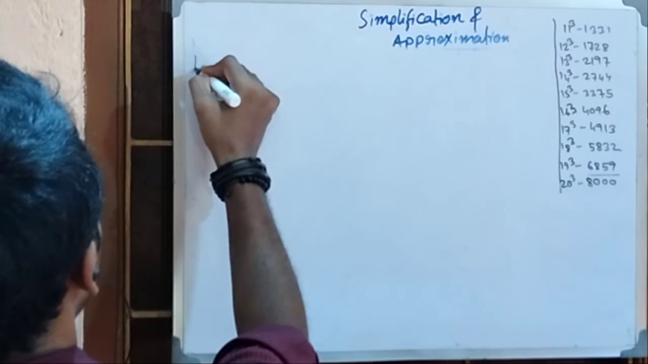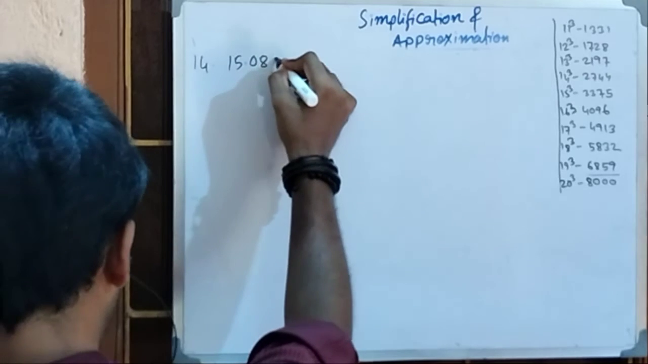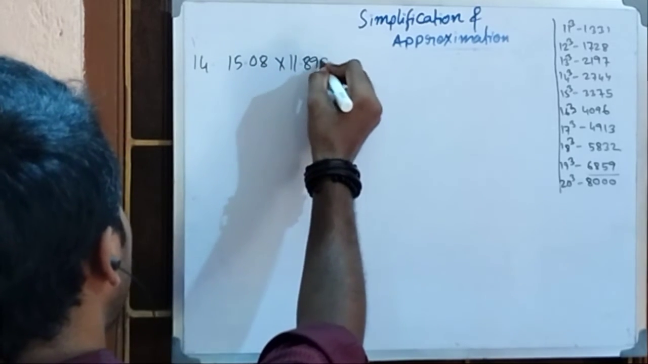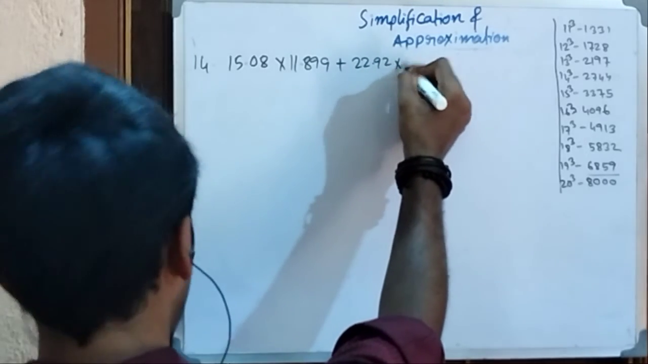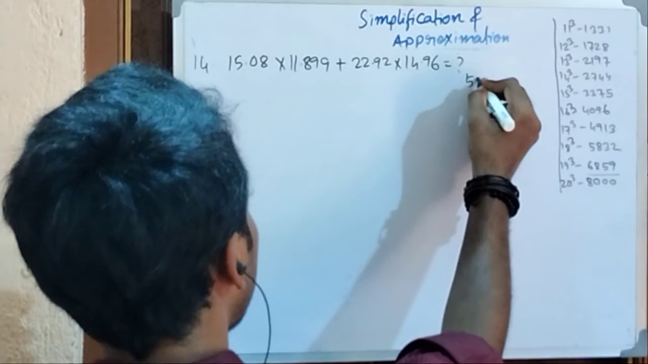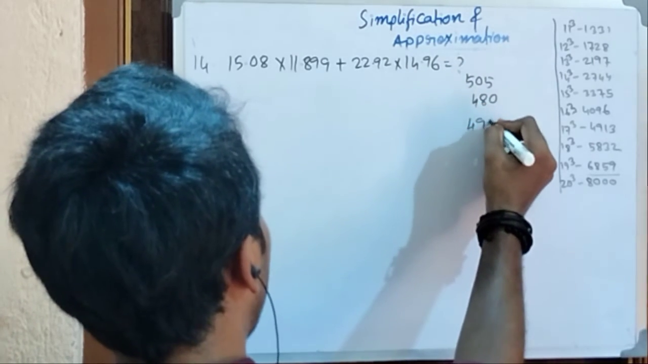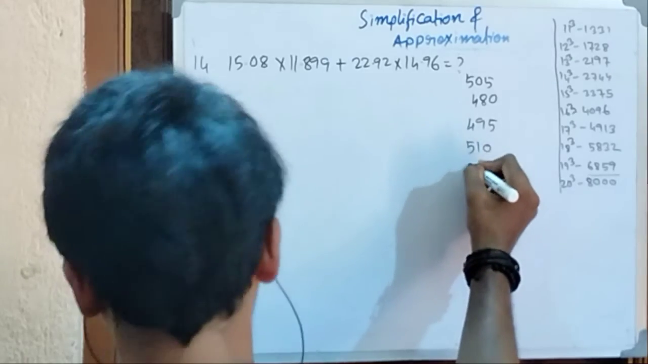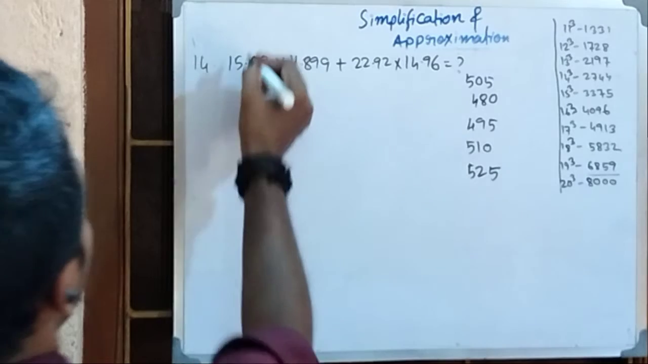The next question, number 14: 15.08, 11.899, 22.92, 14.96. Okay, the options are 505, 480, 495, 510 and 525. Right? Again, what we will do?